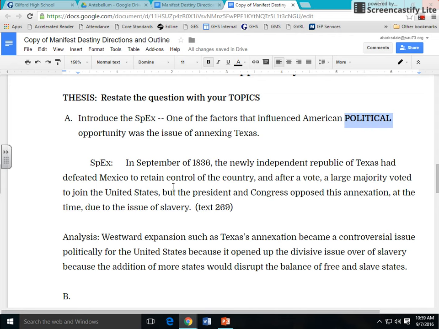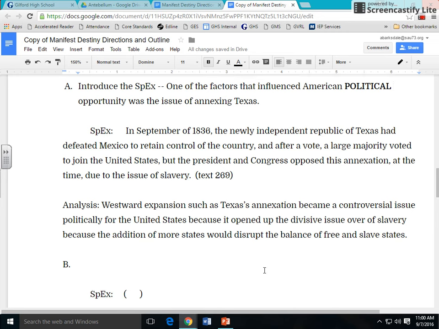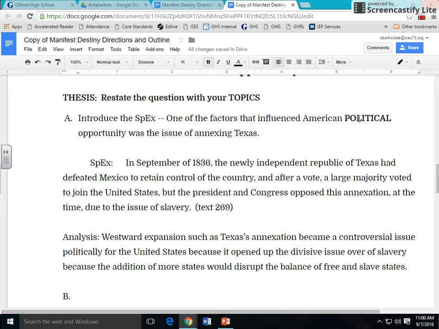So my focus is not necessarily about Texas and all the conflicts they had. My focus is the aftermath. And so in my brain, I said to myself, well, Congress and the president had a problem, and I would classify Congress and the president as political. So their decisions not to allow Texas to join the Union is a political opportunity being impacted. So my analysis then, I've now decided my category is political. I'm talking about annexing Texas, and I've given the fact.